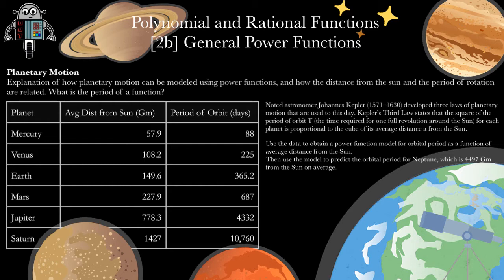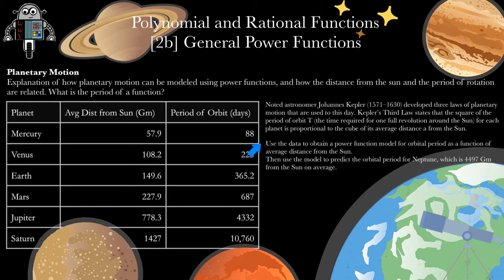Did you know that he was a noted astronomer who developed 3 laws of planetary motion that are used to this day? Kepler's third law, which we'll generate in just a moment, states that the square of the period of orbit, t, for each planet is proportional to the cube of its average distance, a, from the Sun. The average distance from the Sun in gigameters is provided in the second column, and the period of orbit in days is provided in the third column.